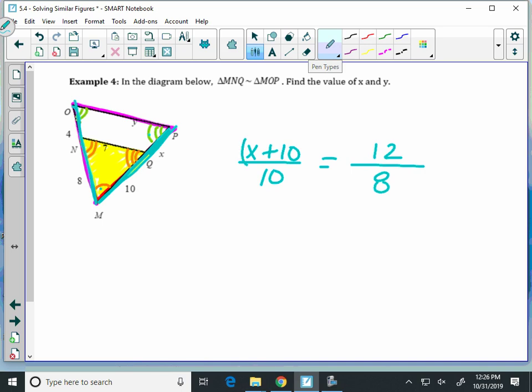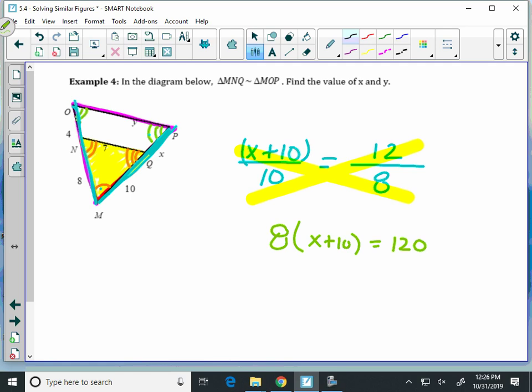Again, we have this binomial in the top. Put parentheses around it. And then cross multiply. When we cross multiply, we're multiplying 8 by the entire top of the fraction. It's equal to, what's 10 times 12?